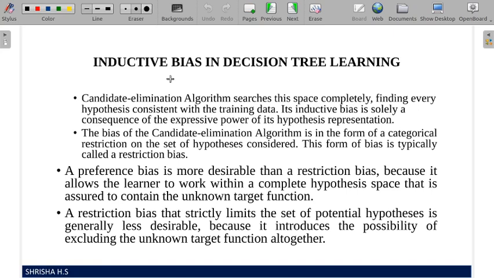So which is good, which is bad, we will just see now. A preferential bias is more desirable than a restriction bias. Why? Because it allows a learner to work within a complete hypothesis space that is assured to contain the unknown target function. Here, unknown target function means what?